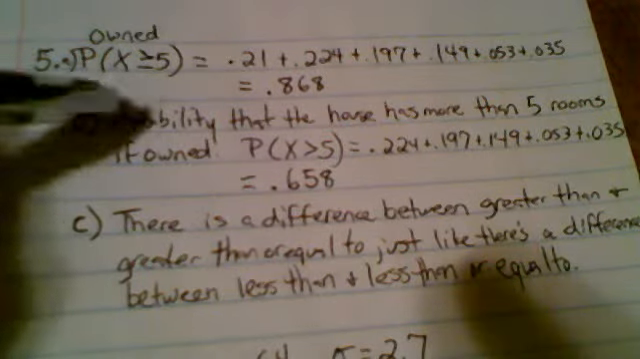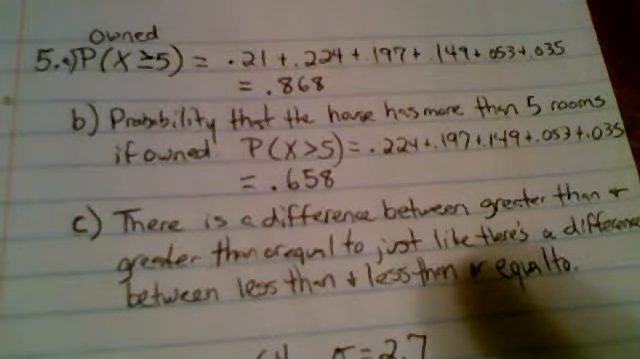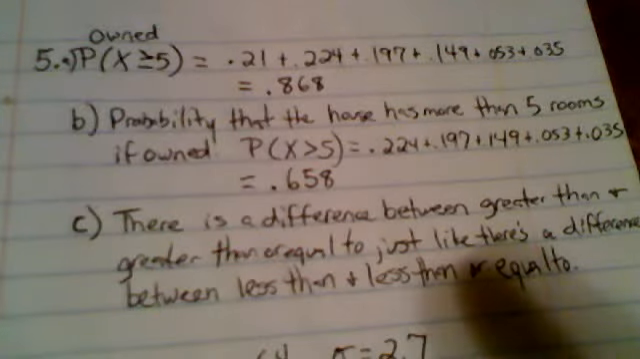Now I'm writing it in words. The probability that the house has more than 5 rooms, if owned. So we're only talking about owners, not renters. So more than 5 rooms does not include 5. So I have 6 rooms plus 7 plus 8 plus 9 plus 10. That's 0.658, which is 65.8%.